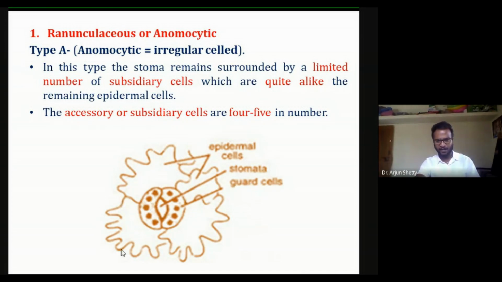For example, here we have got 4 accessory cells, also called subsidiary cells. Just see, one subsidiary cell does not structurally match another. One is quite small, one is quite big, and even the perforations and troughs here are quite different. So in the anamozytic type of stomata, the 2 guard cells have 4 or 5 accessory or subsidiary cells, all structurally dissimilar to each other. Those types of stomata are called anamozytic type.